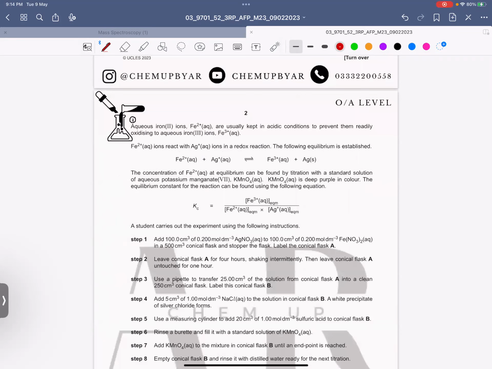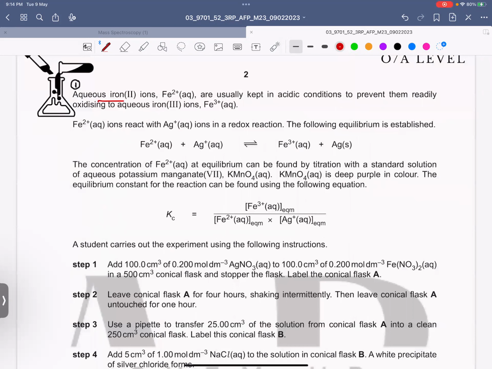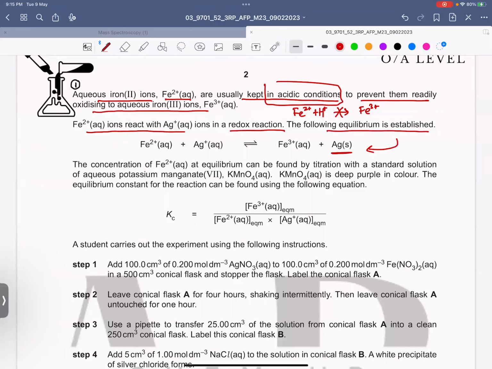Aqueous Fe2+ in acidic conditions, to prevent them readily oxidizing to aqueous iron 3 ions. Okay. So it means that in acidic conditions, iron 2 positive ions do not oxidize to iron 3 positive. Iron 2 positive ions react with silver ions in a redox reaction. The following equilibrium is established. And here we are getting silver on the product side as a solid.